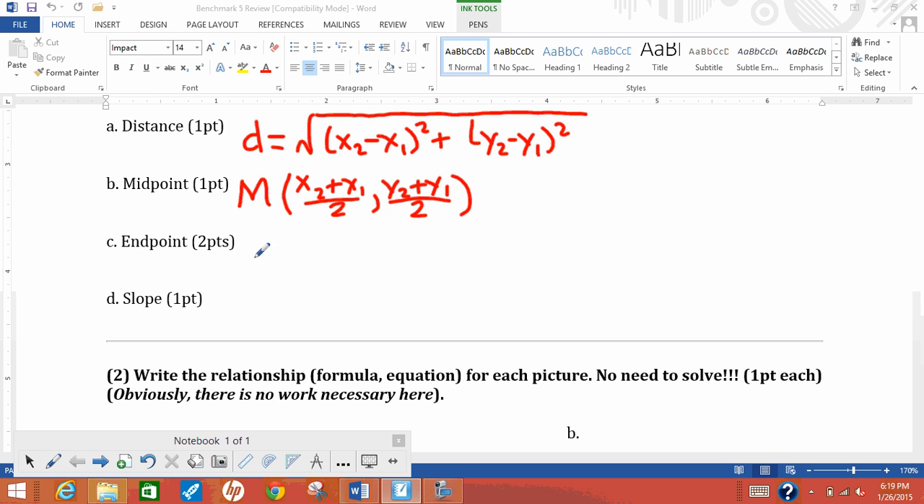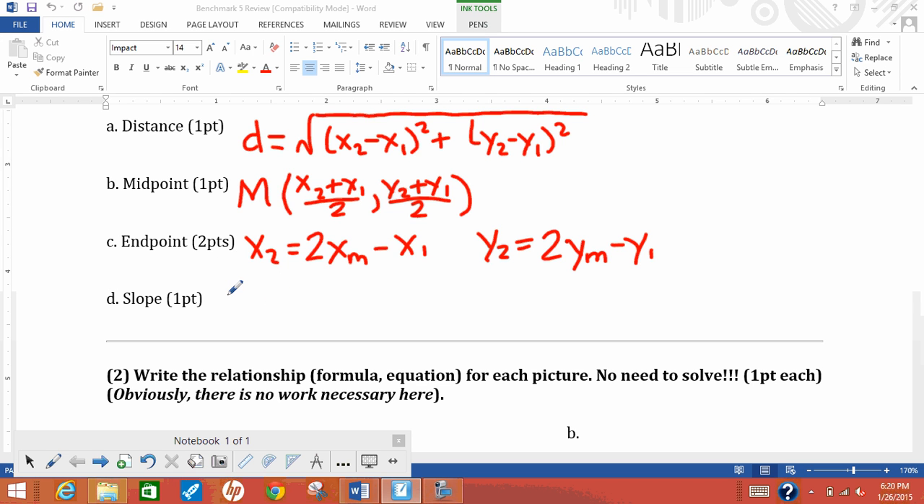We could actually get the endpoint formula from the midpoint formula, but it's just as easy to probably remember. I have two endpoint formulas. We're looking for x2. That's 2 times xm, which is the x value of the midpoint, minus x1. And similarly, we have y2 is 2 times the y value of the midpoint, minus y1.